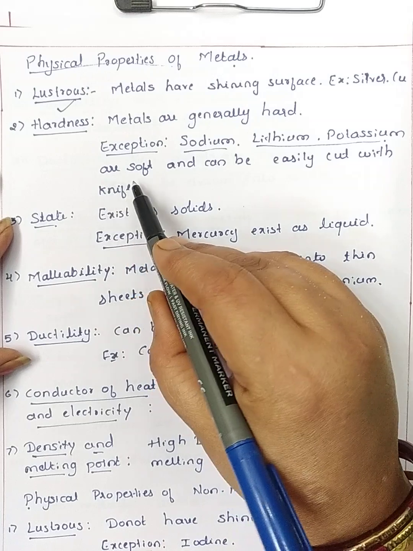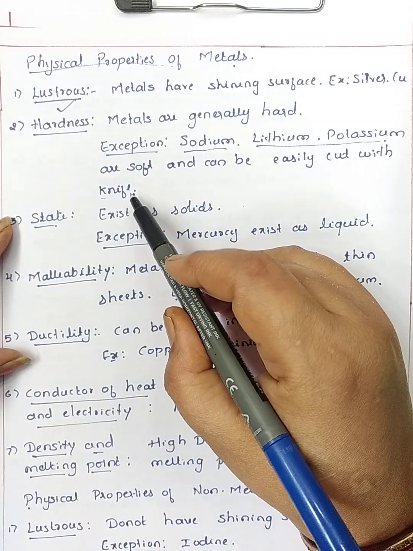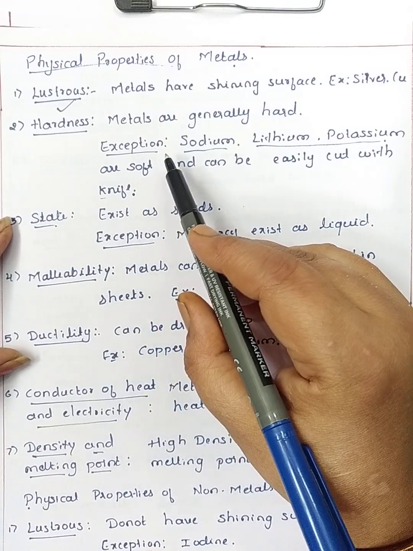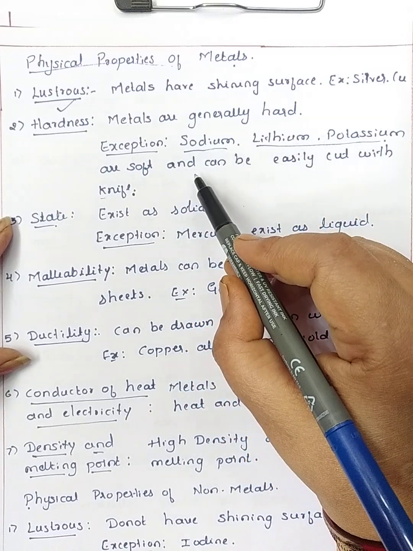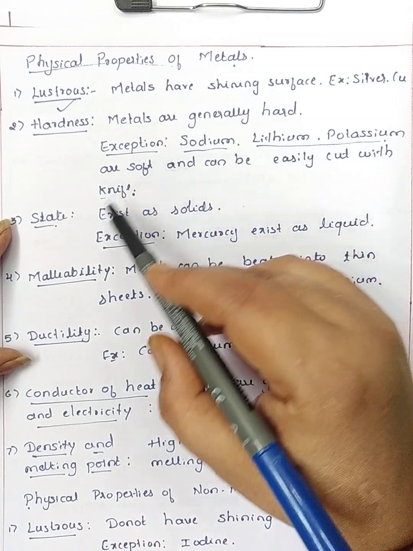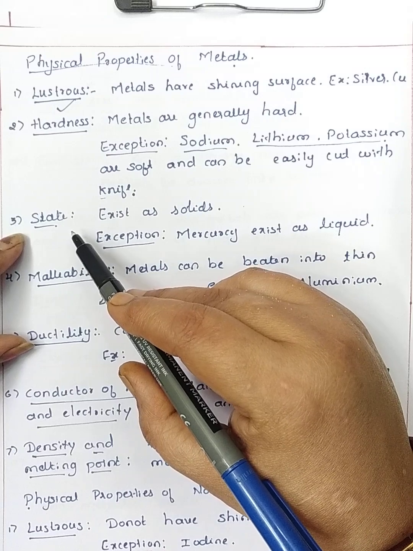They are soft, meaning they can be easily cut with a knife. Some may say that if we can cut sodium with a knife then it is not a metal. That is not correct. Sodium, lithium and potassium are soft metals. They are not hard. These are the exception cases. Next is state. How many states are there? Liquid, solid and gaseous.